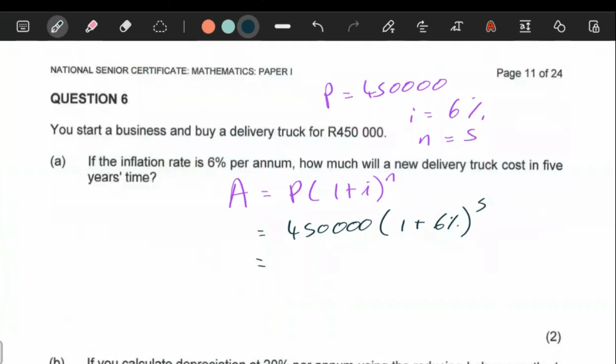Everything, let's put it in the calculator. 450,000, 1 plus 6%, power 5. Let's see here. 602,201.51 if you round it up to 2 decimal places.